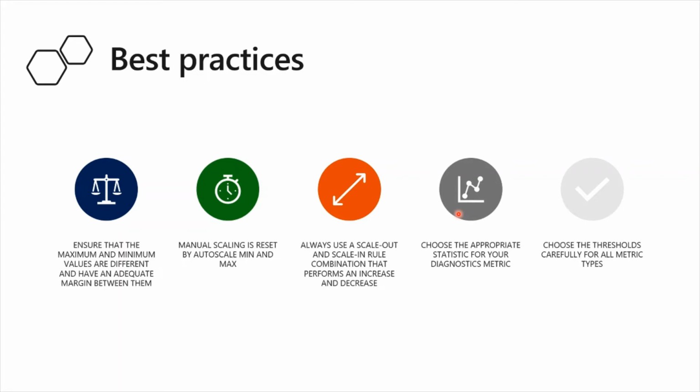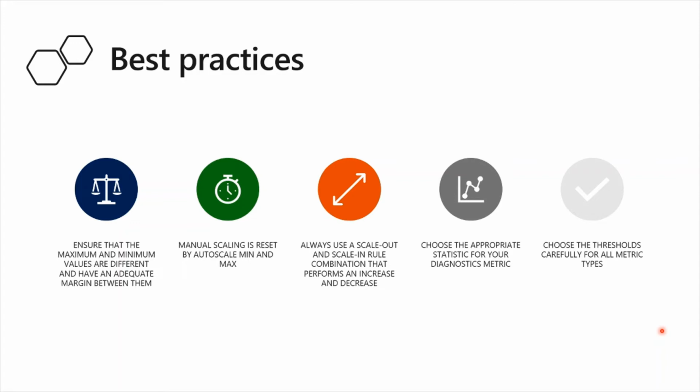Always use a scale out and scale in rule combination that performs an increase and decrease. So if you use only one part of the combination, autoscale will take action in a single direction, maybe scale out or scale in, until it reaches the maximum or minimum instance count defined in your profile.